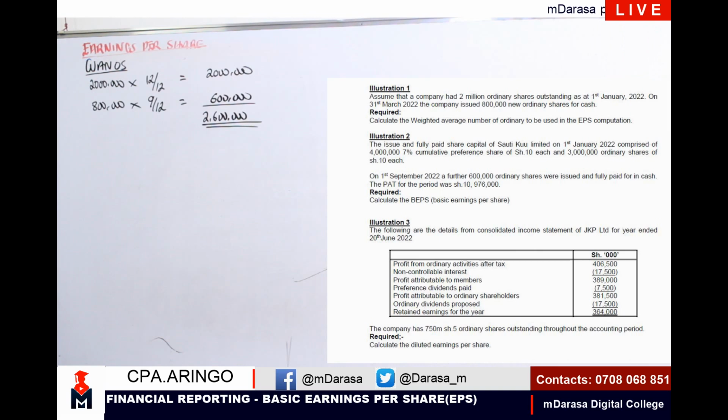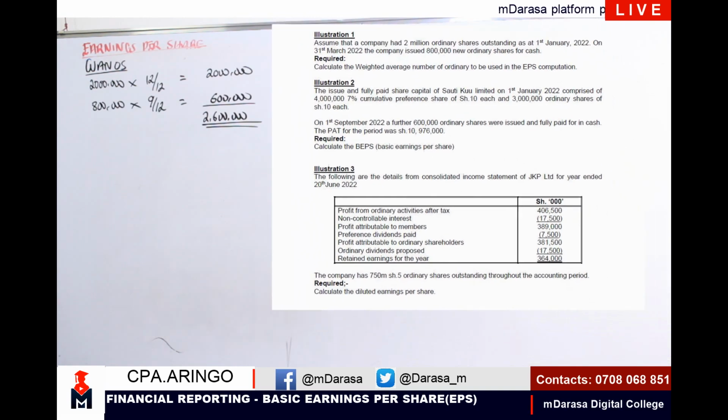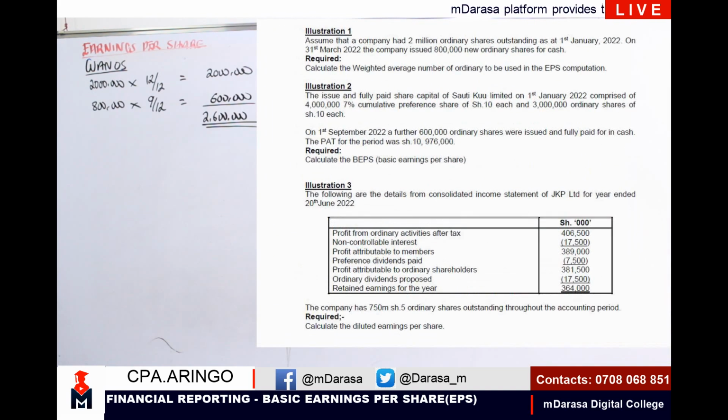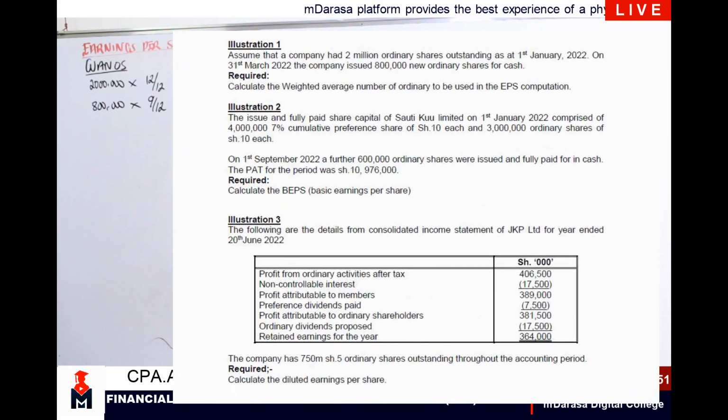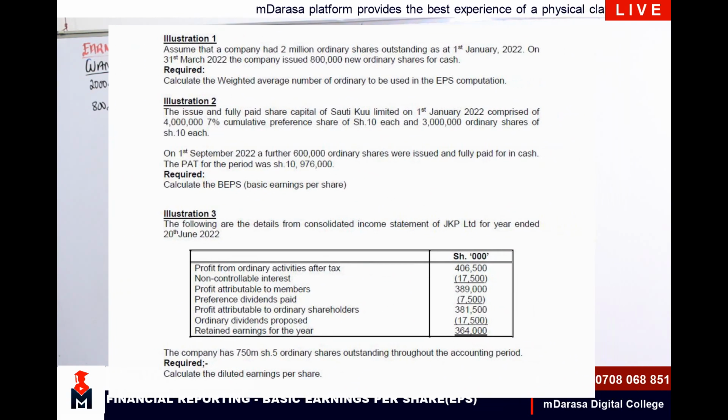Proceed to illustration question number 2. Look at illustration question number 2, which I believe the question is very clear here. These are what you're told.